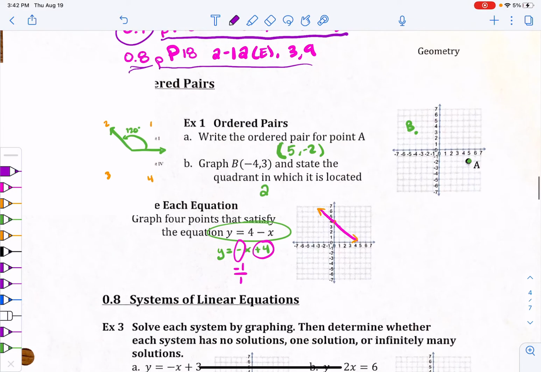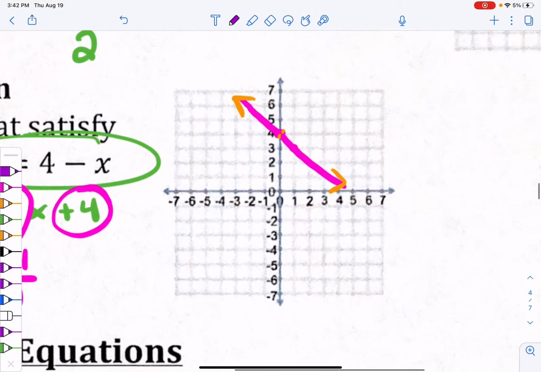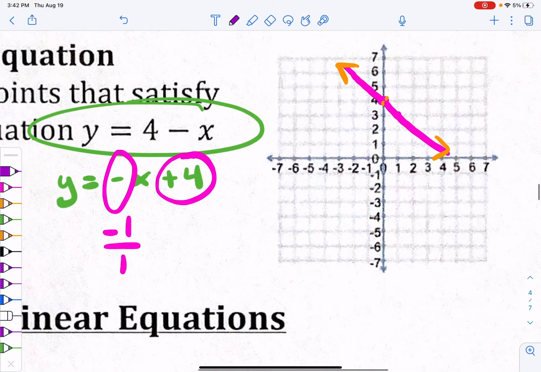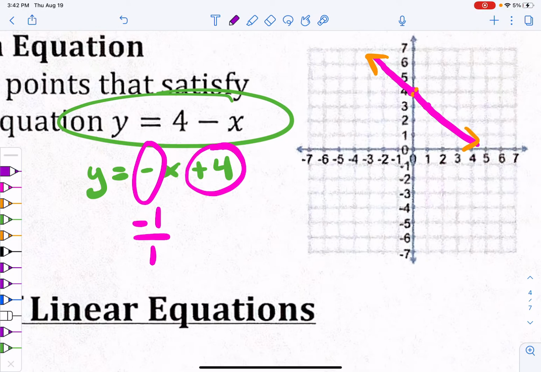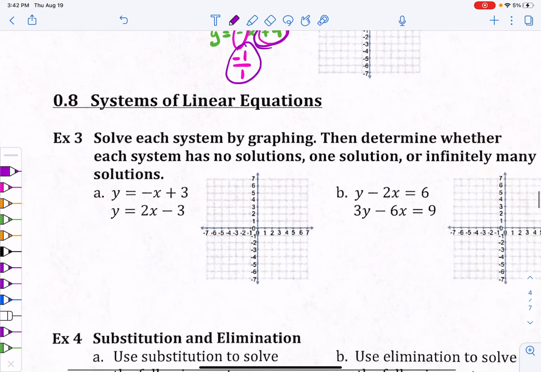So we did ordered pairs yesterday, and we talked about plotting points, and then we also talked about graphing lines. So when you graph lines, we have to have it in y equals mx plus b form, and then you start at the b and you use the slope and you go down 1/1 to graph the line. Okay, so we're going to use that same thought process to do example 3 here, and it talks about systems of linear equations, and a system is usually like two linear functions that are going on at the same time, and it says solve each system by graphing.